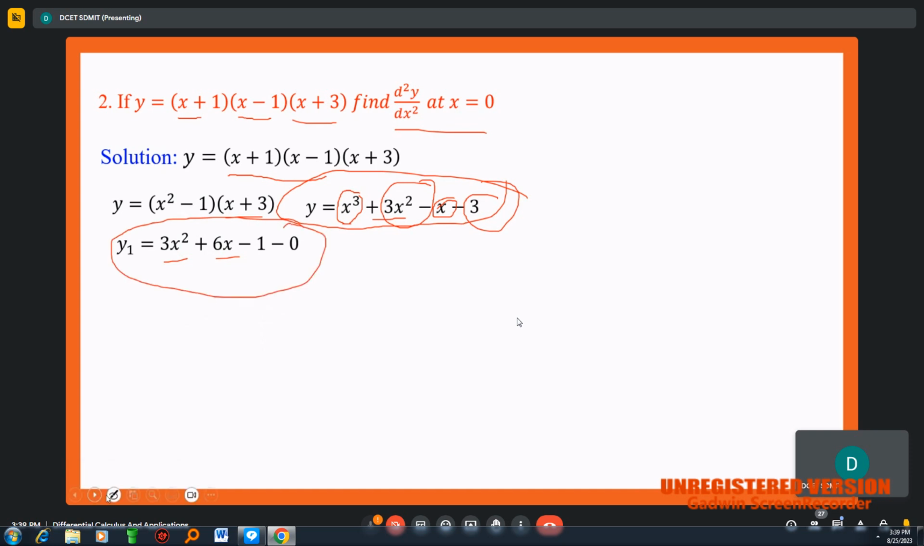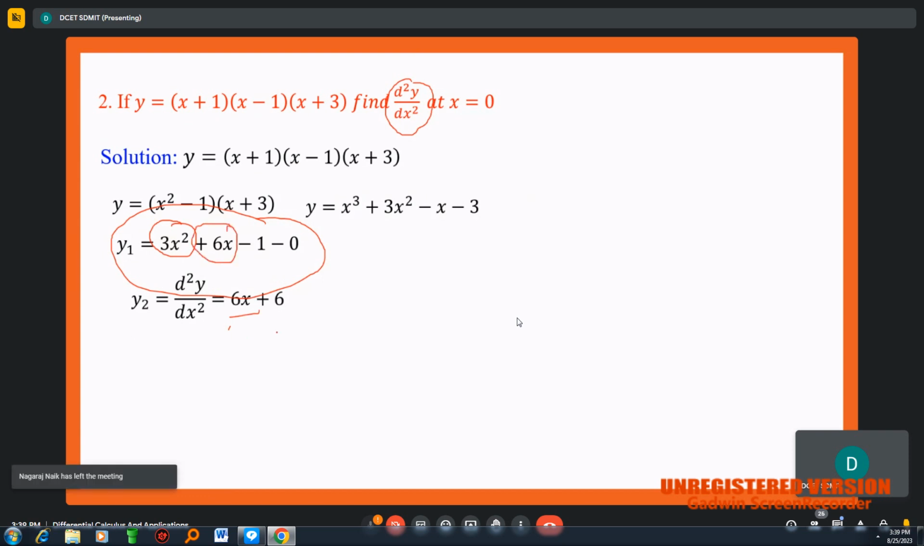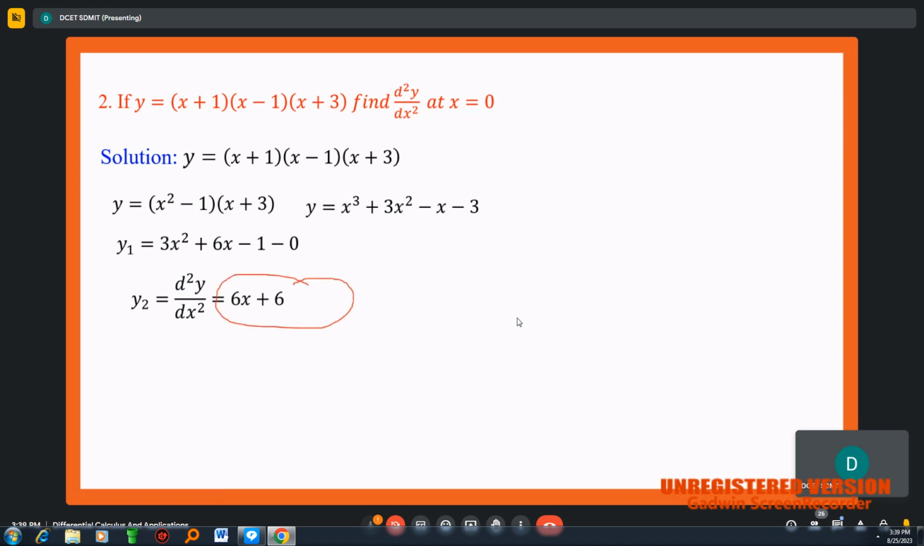Clear? After finding y1, we want to find d square y by dx square. What is d square y by dx square? The differentiation of the first order derivative is the second order derivative. That is the differentiation of y1: the differentiation of 3x square is 6x, plus the differentiation of 6x is 6, minus the differentiation of 1 is 0. Now y2, the second order derivative d square y by dx square, is equal to 6x plus 6.